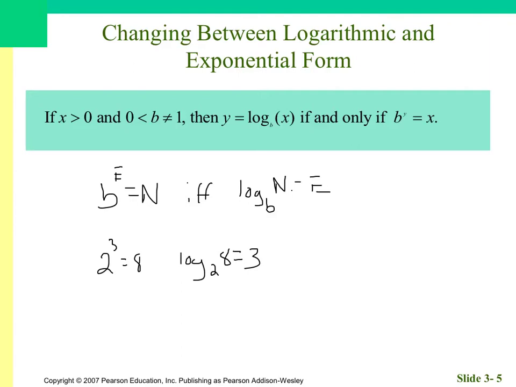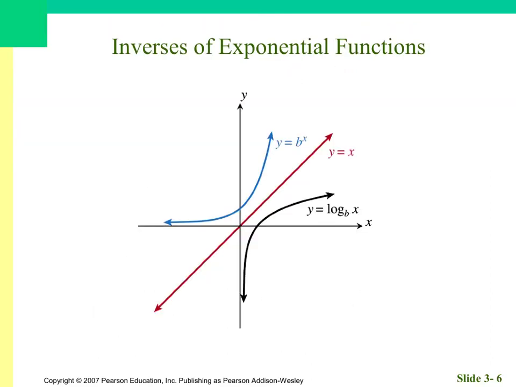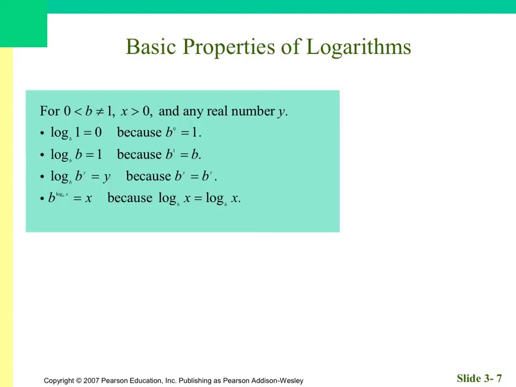So if I said log base 3 of 9 equals what? Change that: 3 to the x equals 9. So you know 3 to the x equals 3 squared, so x equals 2. Okay? See, these are inverses. They're reflected over the line y equals x. Those are the general graphs. Remember exponential growth, and then logs.